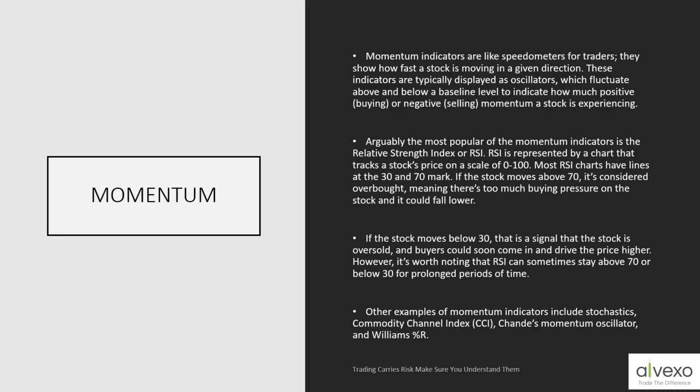Then we have another grouping of technical indicators, and one that I depend on very much, because I am a momentum trader. Momentum indicators are like speedometers for traders. They show how fast an asset is moving in any given direction. These indicators are typically displayed as oscillators, which fluctuate above and below a baseline to indicate how much positive buying or negative selling momentum an asset is experiencing.